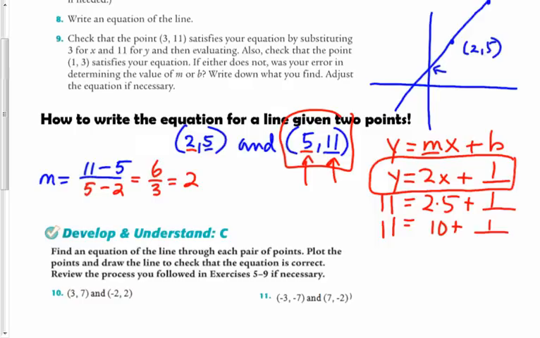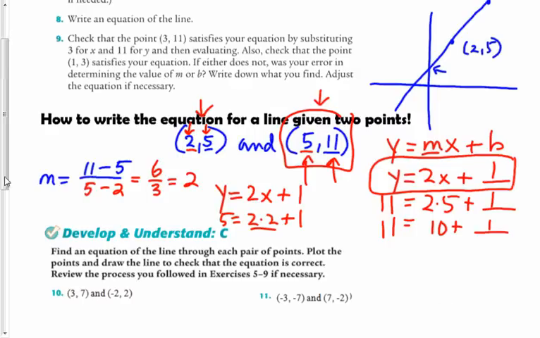Now the last thing you're going to want to do is just check that. And since it works for this point, it must also work for this point. So I'm going to substitute into my equation. When x is 2, y has to be 5. So 5 should equal 2 times 2 plus 1. 2 times 2 is 4, plus 1 is 5. So I can see it works there also.